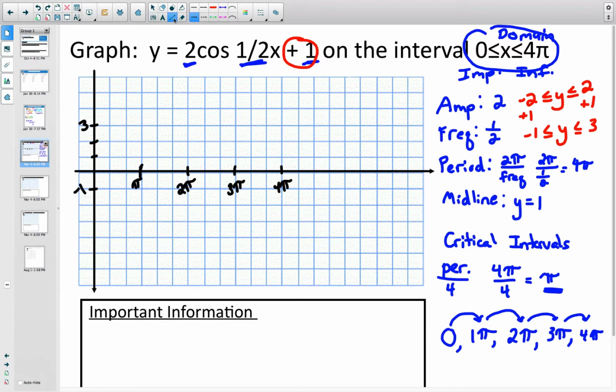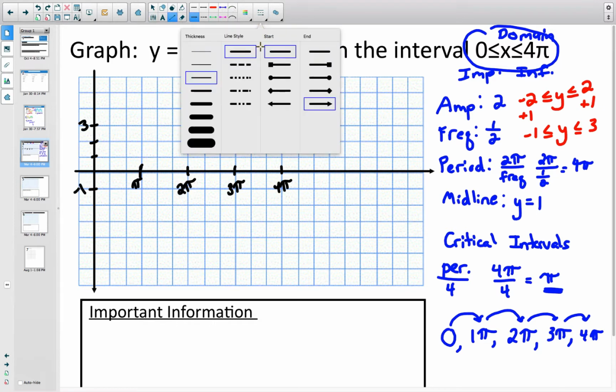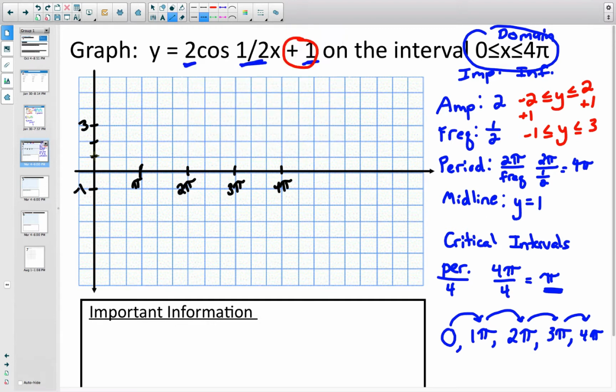And it may be a good idea to draw in the midline. I'm just going to put that in with a dotted line here. So that's my midline. We could label it if we want. That's y equals 1. Okay.